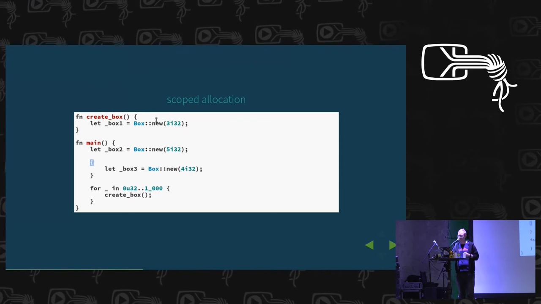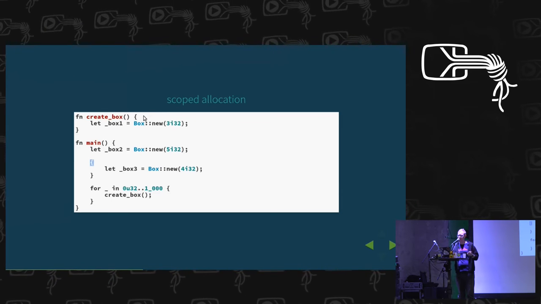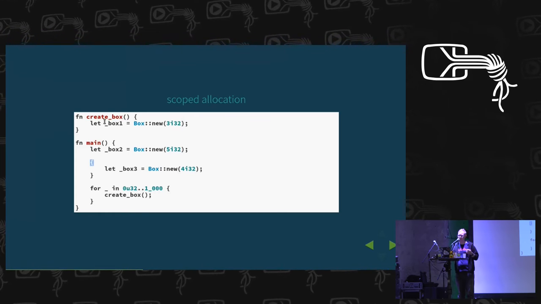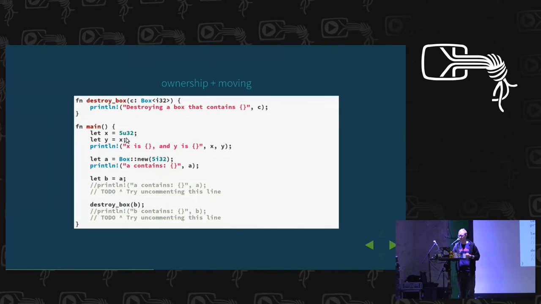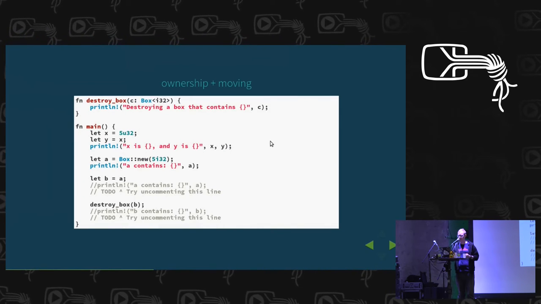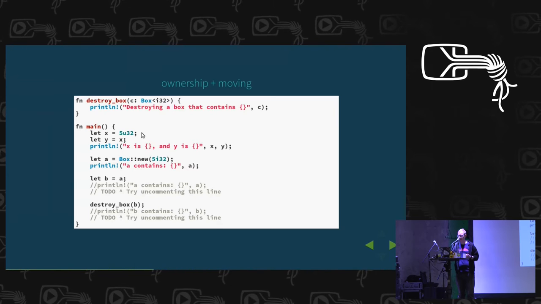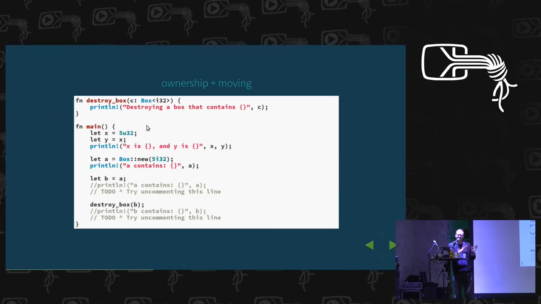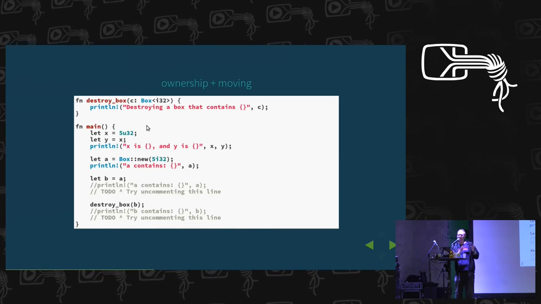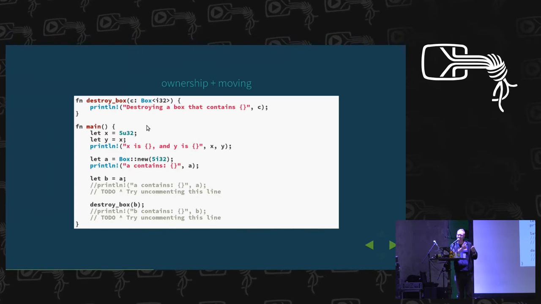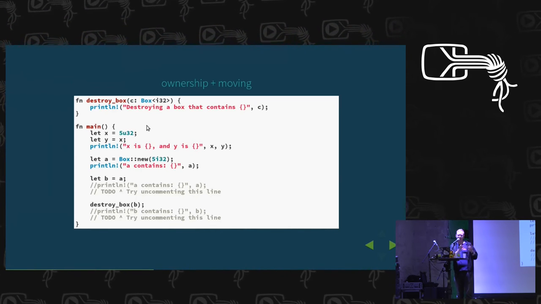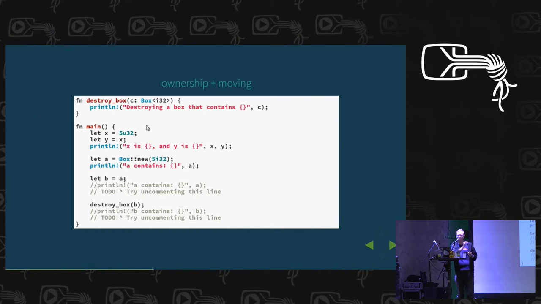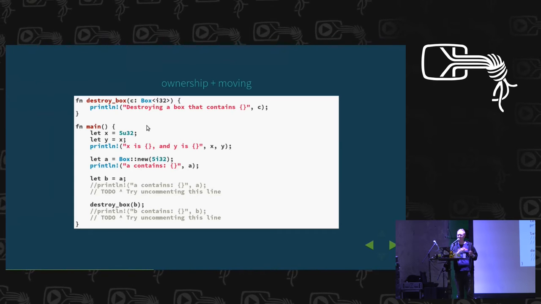For example, Rust wouldn't let you create a box like this and then pass it out without handling that correctly. There's a concept of ownership and moving ownership around in Rust. That's how it's keeping track of memory: the compiler keeps track of who owns a piece of memory at every stage of the program.